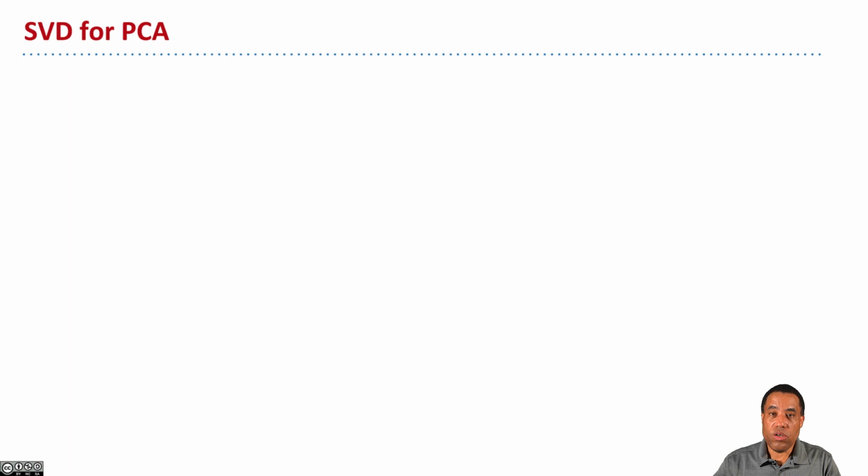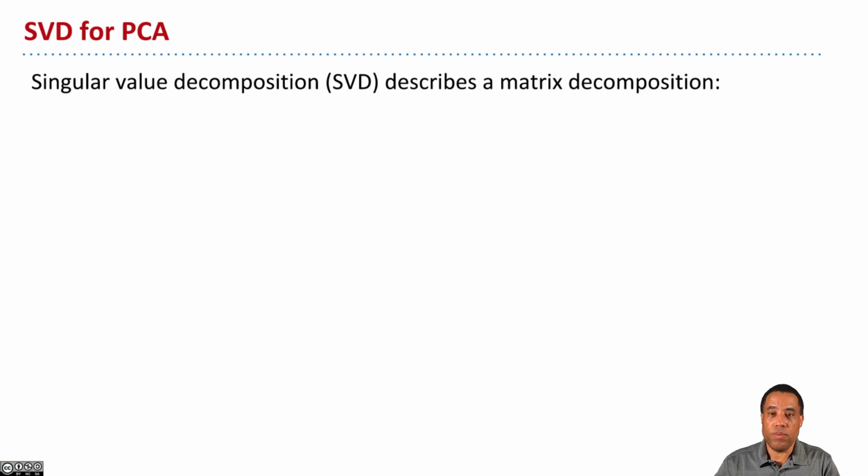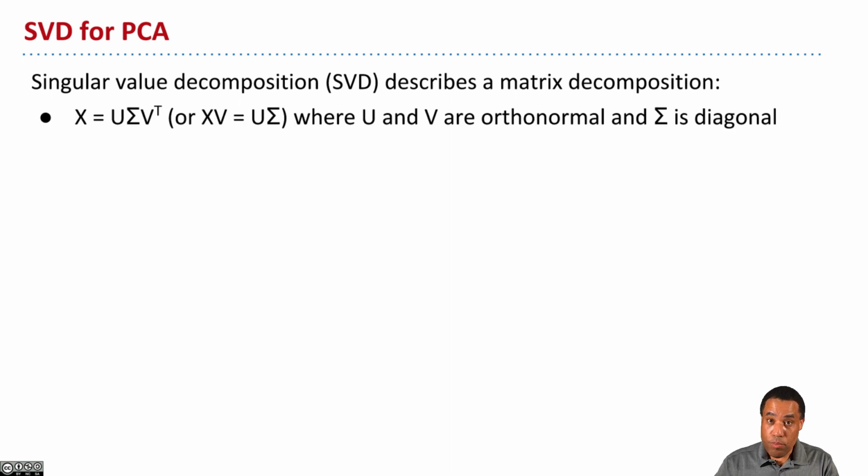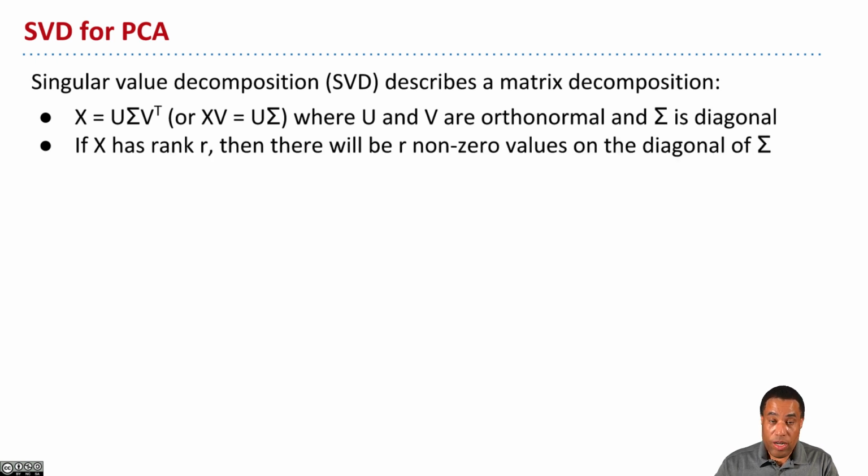Okay, so singular value decomposition is a way of describing a matrix decomposition. It decomposes our input matrix X into U, sigma, and V transpose, right? And U and V have the properties that they're orthonormal, and sigma has the property that it's a diagonal matrix. Now, if our input matrix X has rank r, then there are going to be r non-zero values on the diagonal of our matrix sigma.